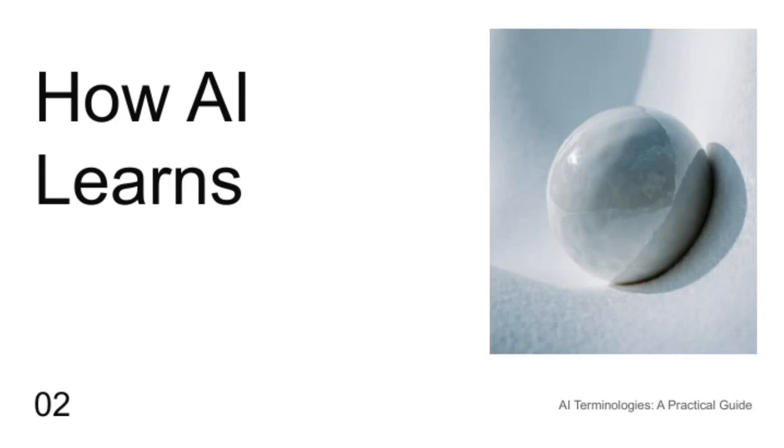Now let's take a closer look at how AI learns. On this slide, titled How AI Learns, we're focusing on the fundamental processes behind machine learning. Essentially, AI systems learn by analyzing large amounts of data, recognizing patterns, and making predictions or decisions based on that information. It's similar to how we learn from experience, by observing what works and what doesn't.